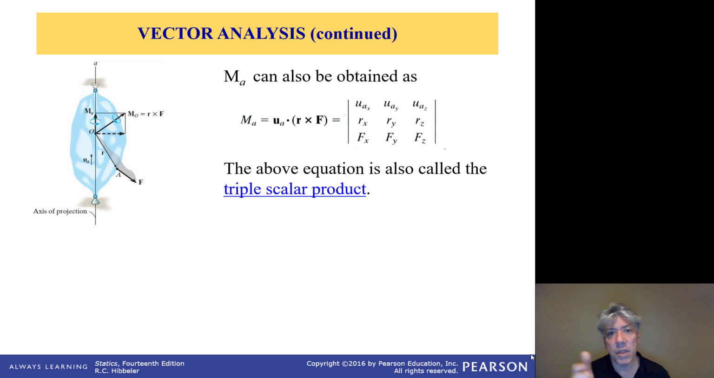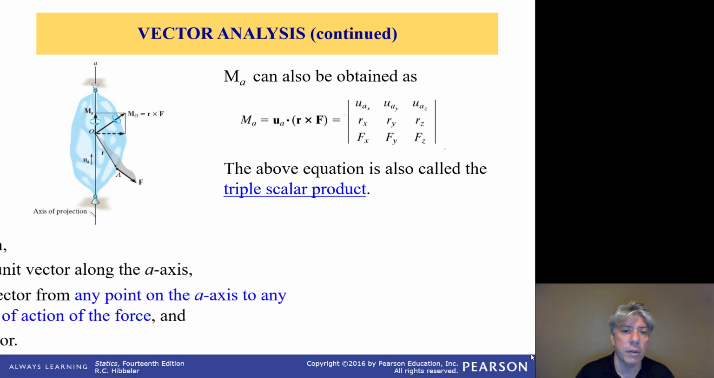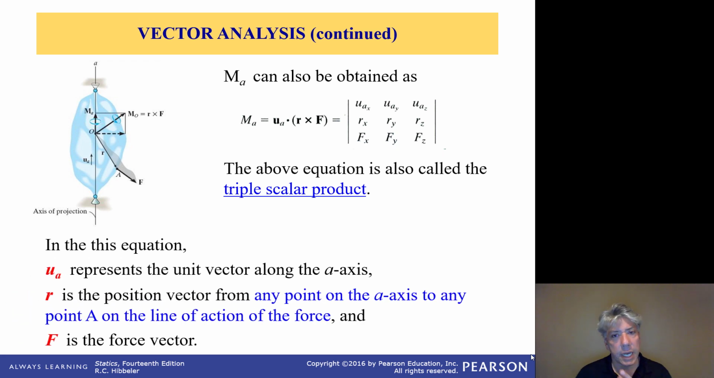So this method of calculating the moment about a particular axis is actually called the triple scalar product, because you end up with a scalar and you've got three vectors you're dealing with here. Now be careful, let's make sure you understand this. U naught represents a unit vector along the A axis. R is the position vector from any point on that axis to point A on the line of action of the force, and then F is the force vector itself.